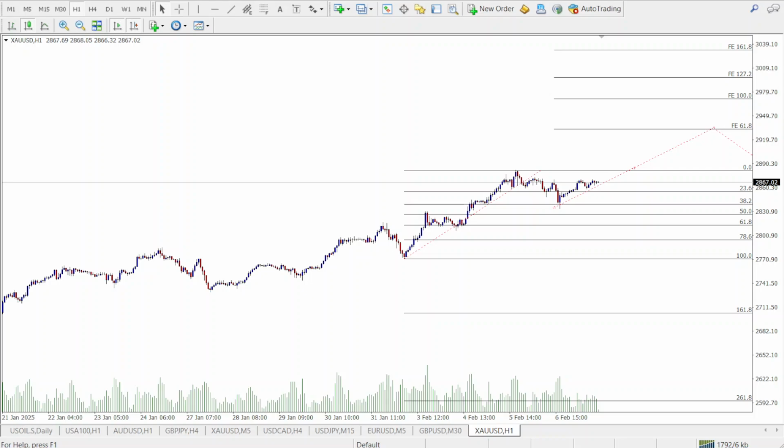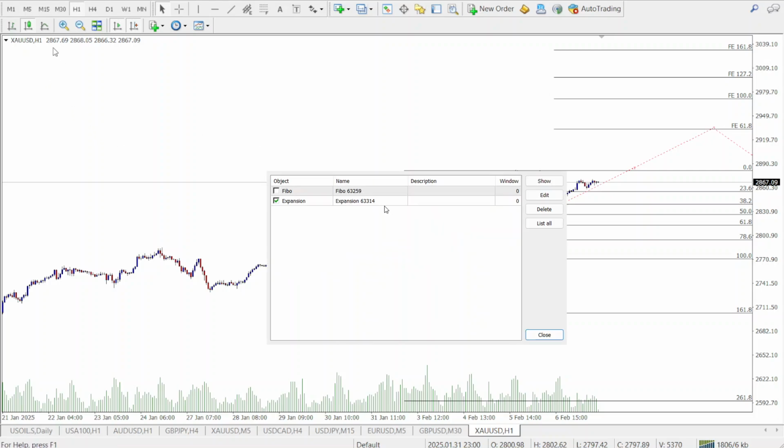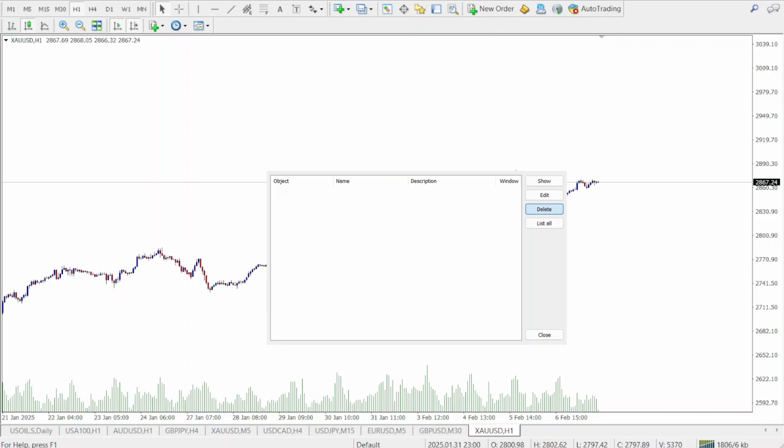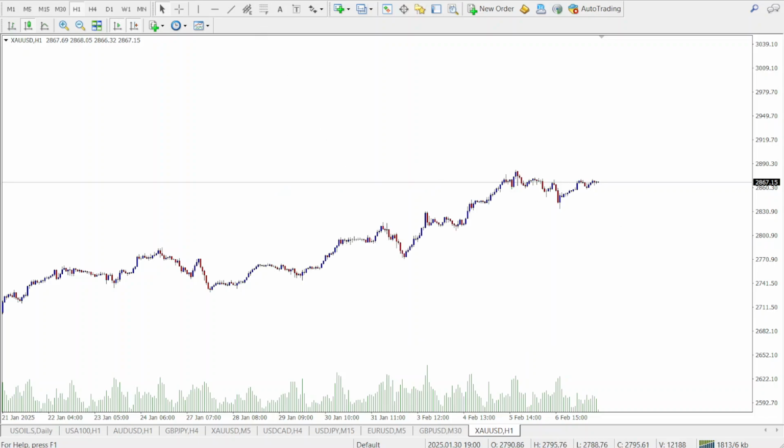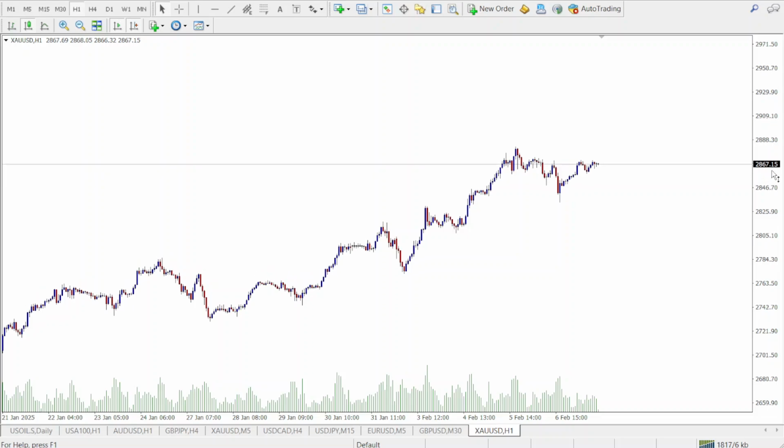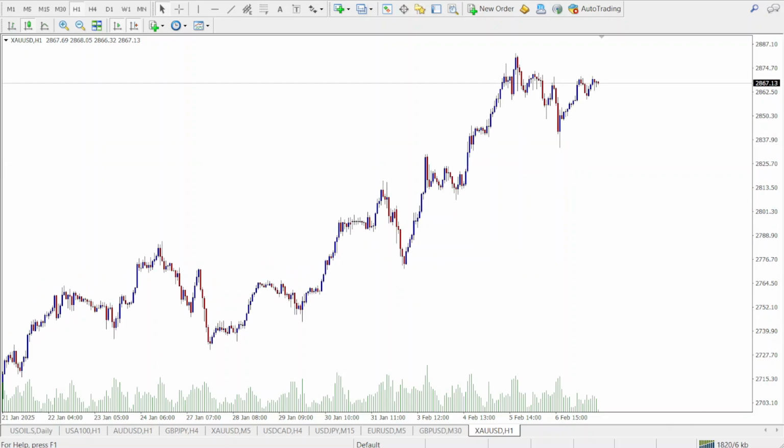Now that you know what Fibonacci retracements and extensions are, let's go over how to properly draw them on your chart. Now, for Fibonacci retracement, identify a clear trend.